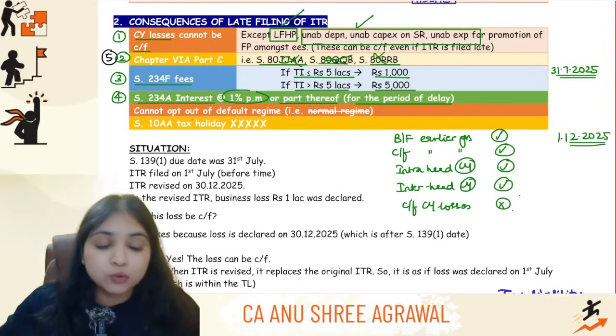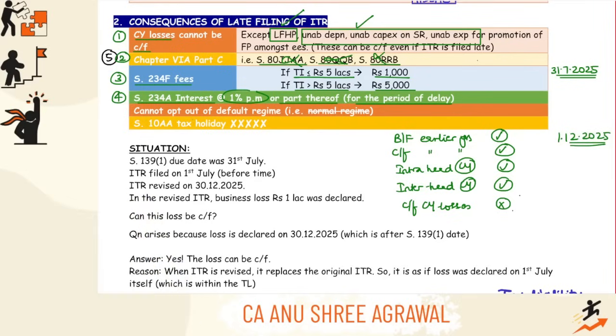Now you will have to pay 234A interest for how many months? See, what is the period of delay over here? August, September, October, November and 1 day of December guys. So the period of delay is 4 months 1 day. So we'll have to pay interest for 5 months. Even a part of the month we will count as full month. So in our example we'll have to pay interest for 5 months. Okay, this is the 4th consequence.